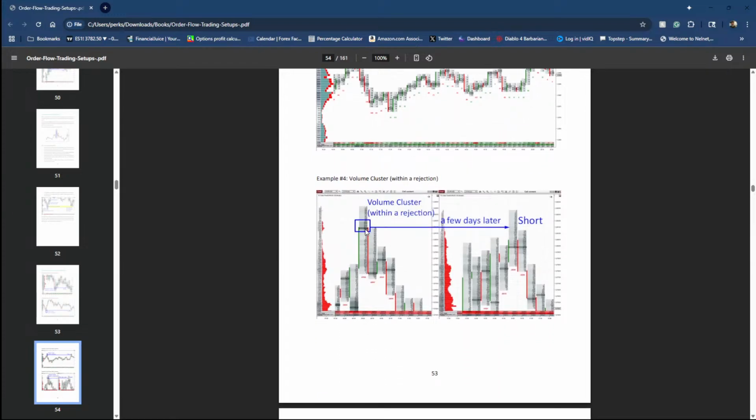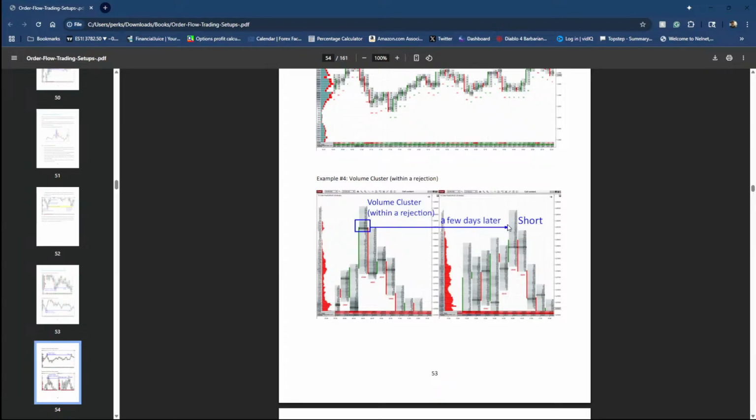This would be, again, a rejection, and it happened a few days later. So these are key things to know. When you see these large volume clusters, you want to put a mark on your chart saying, hey, large volume cluster here. The next time we come to there, I want to short it, or whatever information you need to put on your chart.